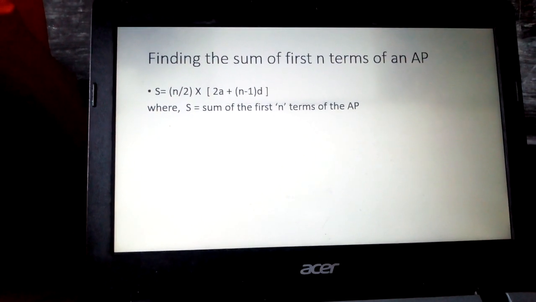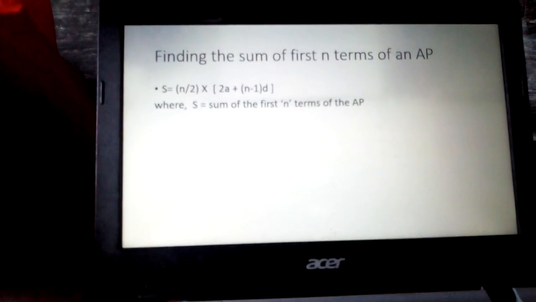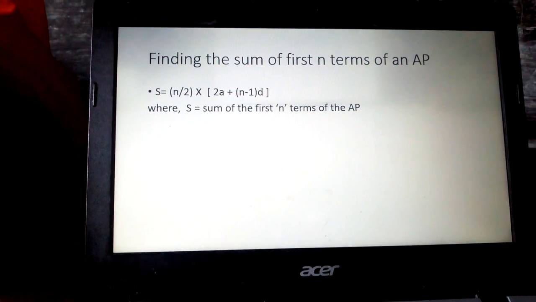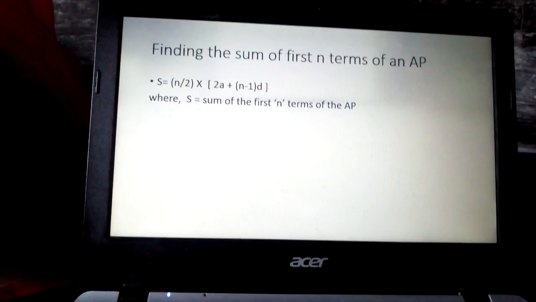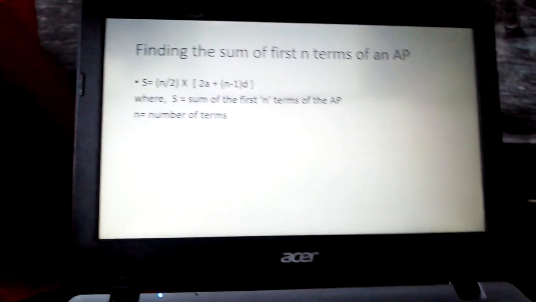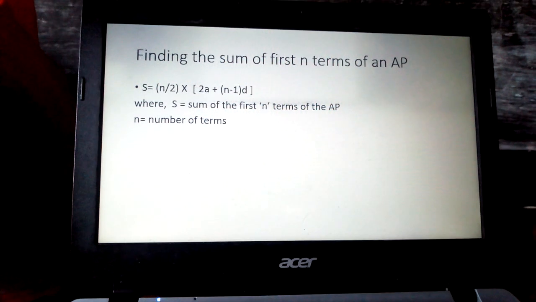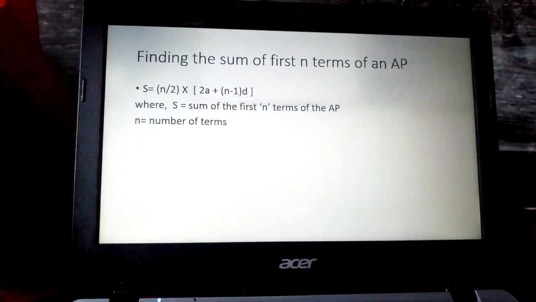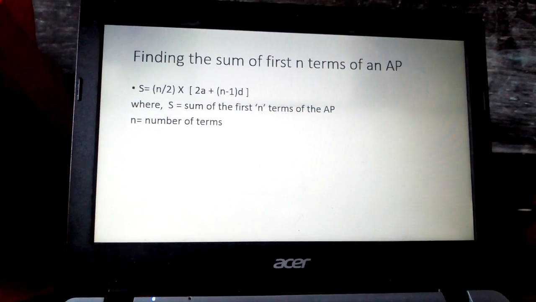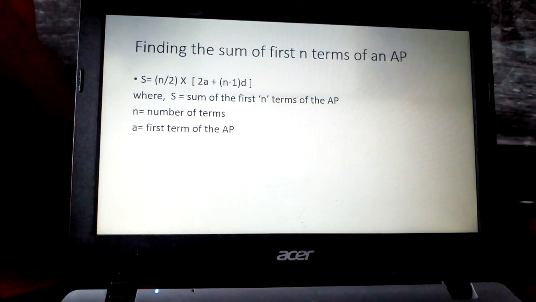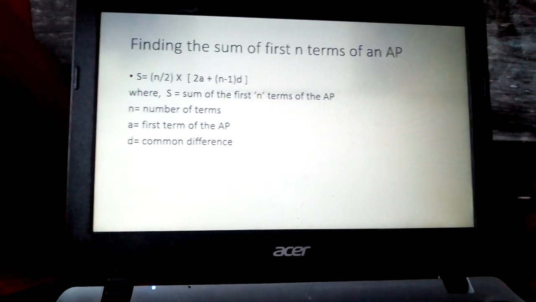The first thing that you have to do is determine whether this is indeed an AP or not. If it is an AP, then you can go ahead and use this formula. S is equal to the sum of the first n terms of the AP. N is equal to the number of terms. Once we attempt the question, you would be able to understand the meanings better and have a better understanding of the formula. A, as usual, is the first term of this AP. D, you know already, is the common difference.